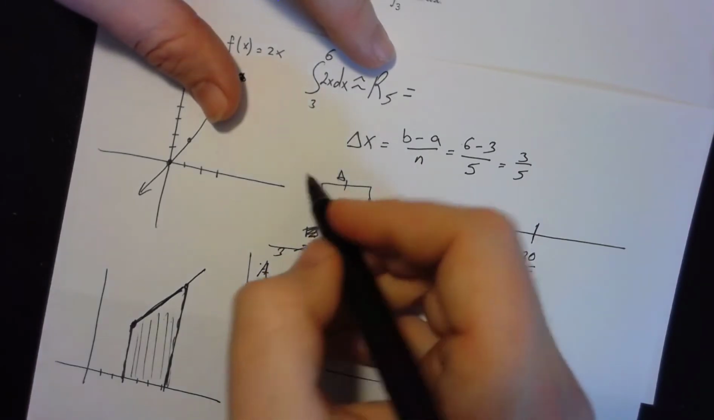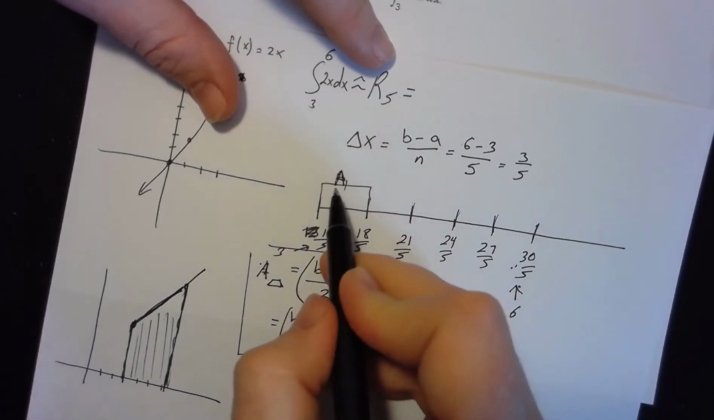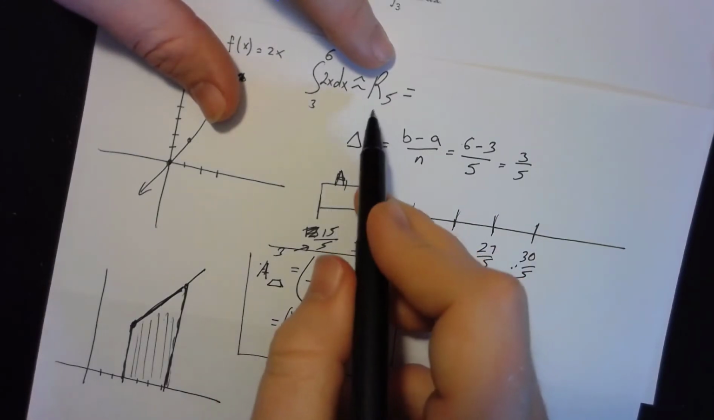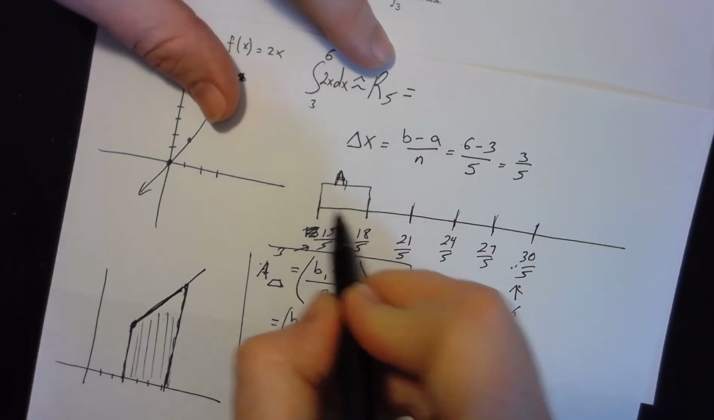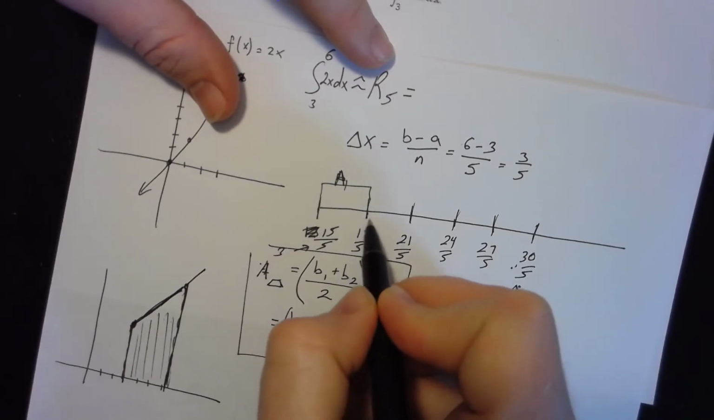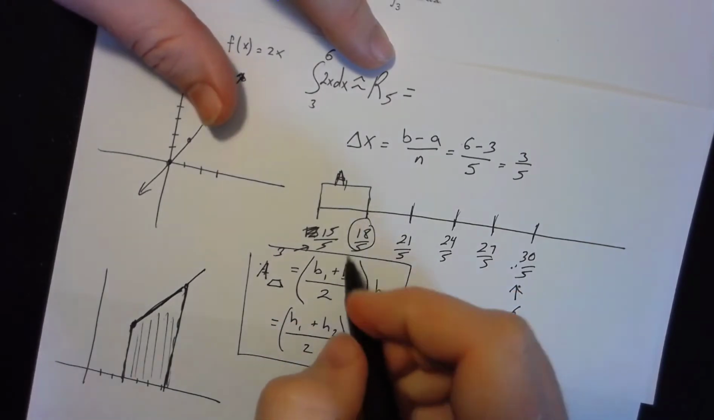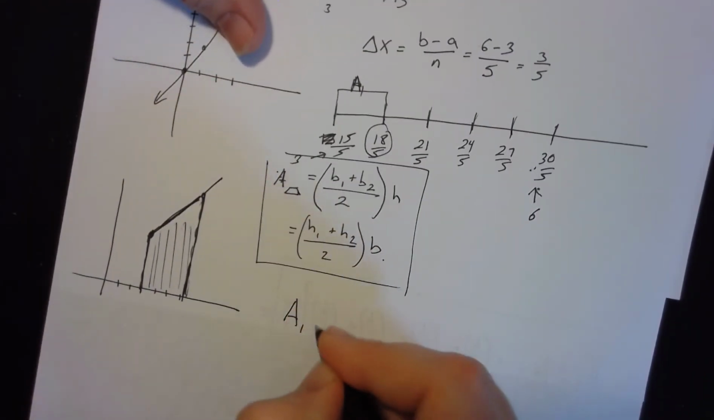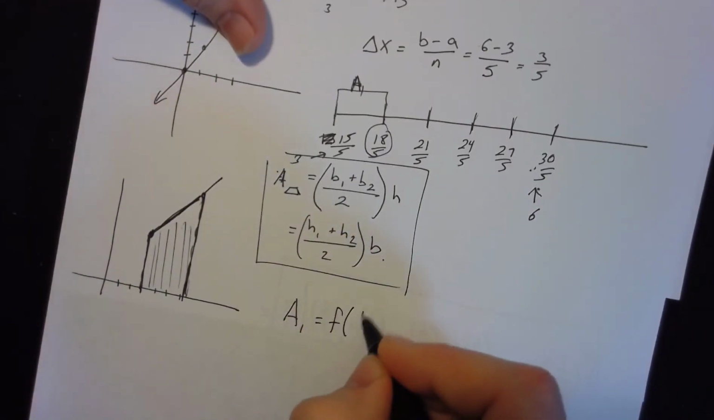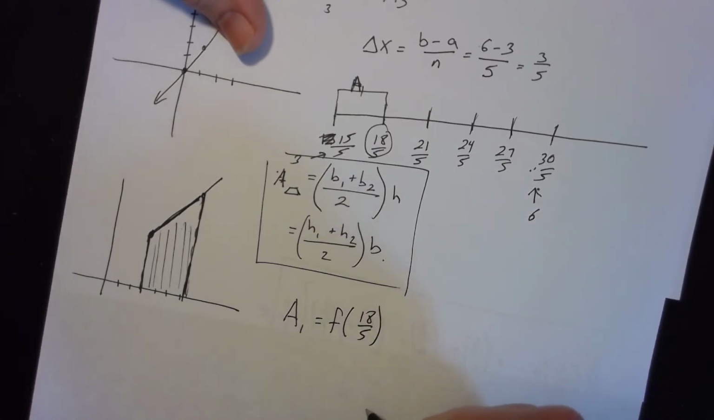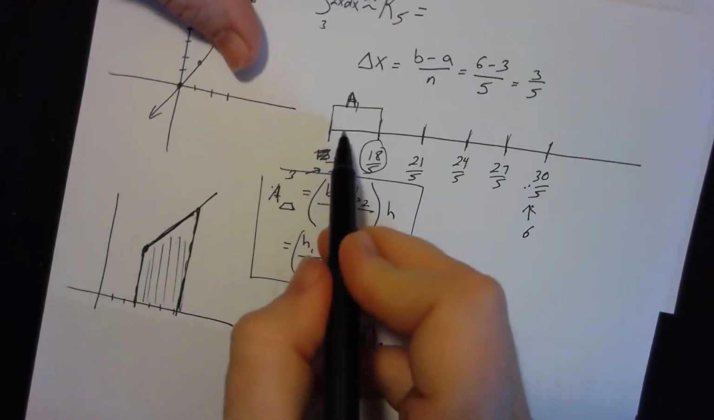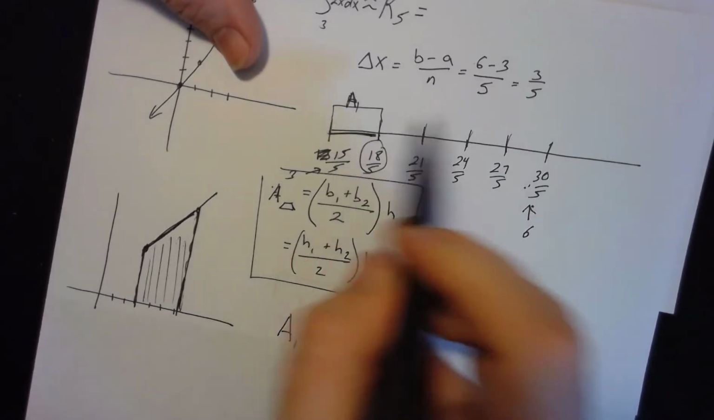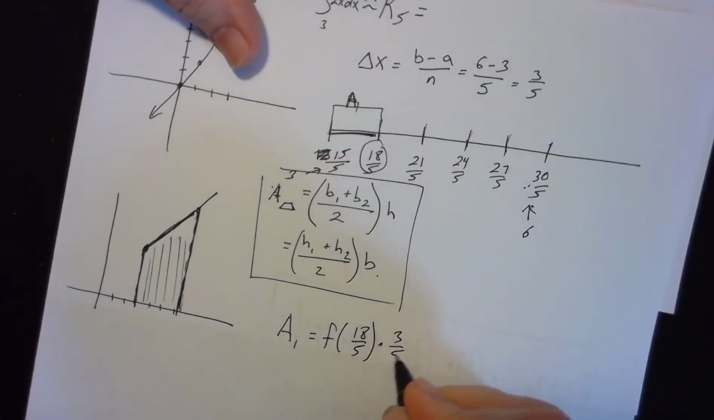So area of the first region is going to be nothing more than, if I'm using a right Riemann sum, this is the left side, this is the right side. That's the endpoint that I'm going to play with. So my first rectangle, area 1, is going to be equal to the function value at 18 over 5 times the width of this, which is always 3/5.